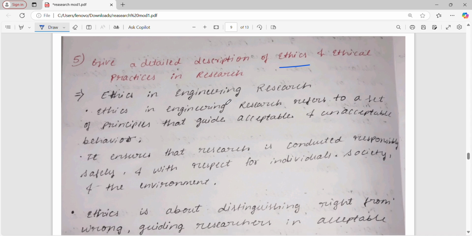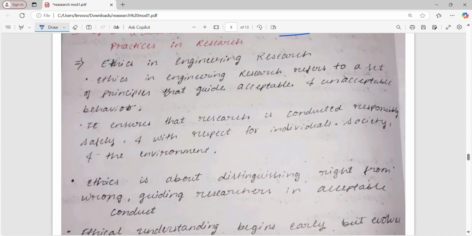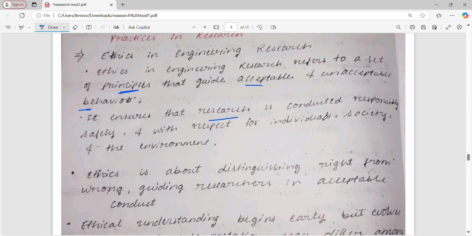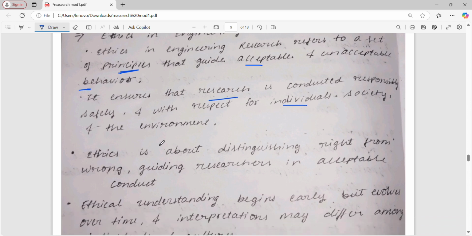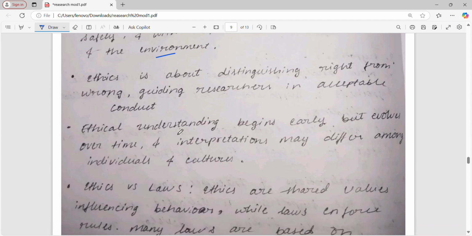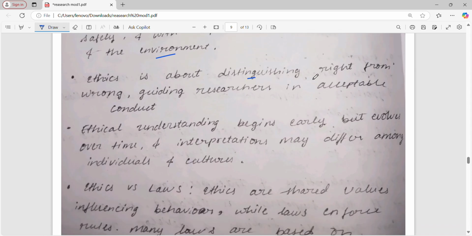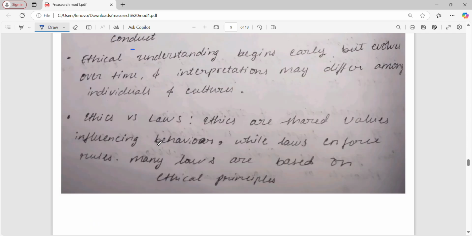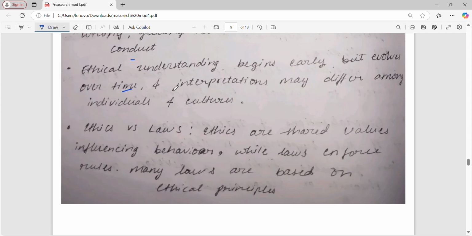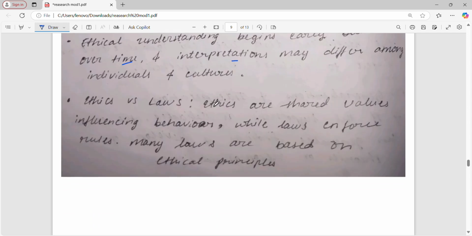Ethics in engineering research. Ethics in engineering research refers to the set of principles that guide acceptable and unacceptable behavior. It ensures that research is conducted responsibly, safely, and with respect to individuals, society, and the environment. Ethics is about distinguishing right from wrong, guiding researchers in acceptable conduct. Ethical understanding begins early but evolves over time, and interpretations may differ among individuals and cultures.